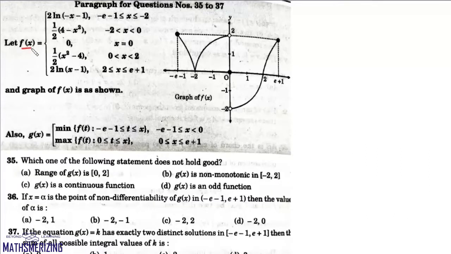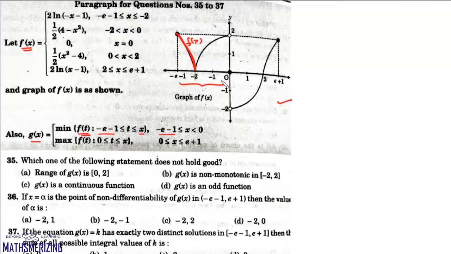Now here the question is, we are given this function f(x) whose graph is given to us. Now we have defined this function g(x) as the minimum of f(t) when t lies between minus e minus 1 to x, when x lies between minus e minus 1 to 0. That means in this interval, we have defined g(x) as the minimum of f(t). Now from minus e minus 1 to minus 2, this function is decreasing. So this g(x) will be the same as f(x). So this value of g(x) will be the same as the value of f(x). So this function will be the same as f(x).